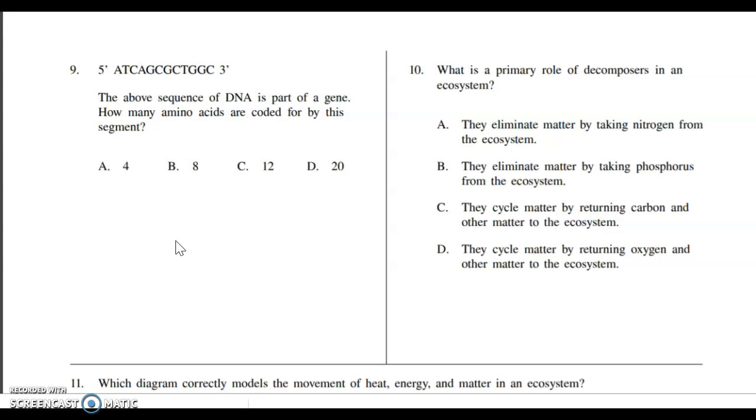Okay, so if we remember correctly, decomposers play a very important role in that carbon cycle that we talked about when we talked about our biogeochemical cycles. So they cycle matter and they return carbon and other matter to the ecosystem. C would be our correct answer. Decomposers are important in that carbon cycle.